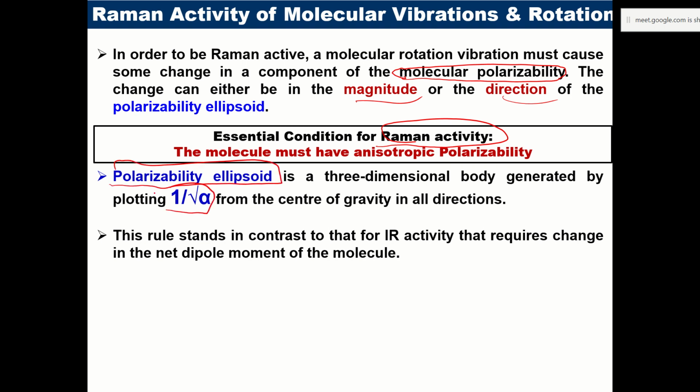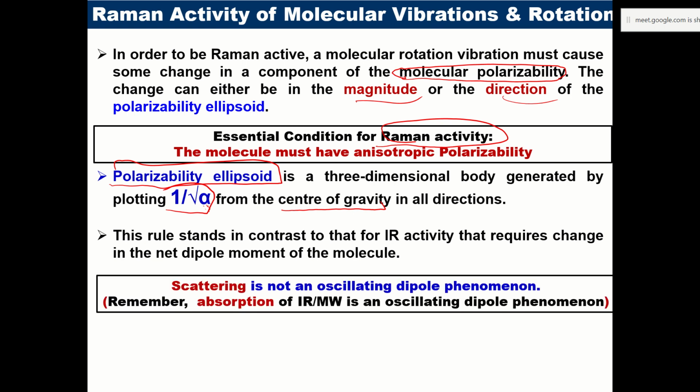Then we draw the polarizability ellipsoid as the inverse of 1 by root alpha. Alpha is the polarizability, the mathematical description, denoted by alpha. So 1 by under root alpha, choose a center of gravity and then draw 1 by under root alpha in different directions, according to the polarizability in those directions, and the major and minor axes are drawn to scale.